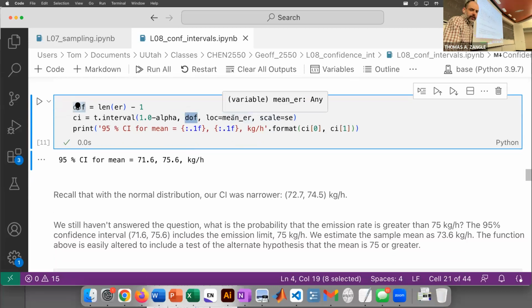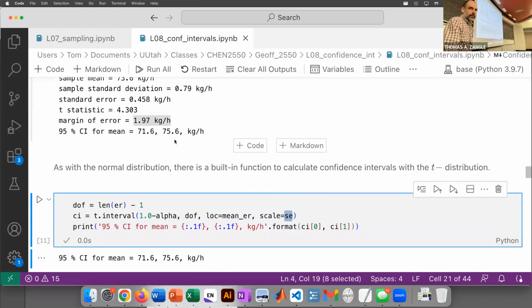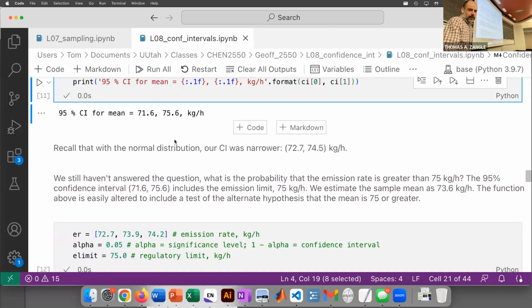And we're also giving it the mean and the standard deviation, as the center, the location of the mean, as well as the scale of that distribution. And this then returns the 95% confidence interval, in this case, 71.6, 75.6. It's the same as what we computed using our own function above.